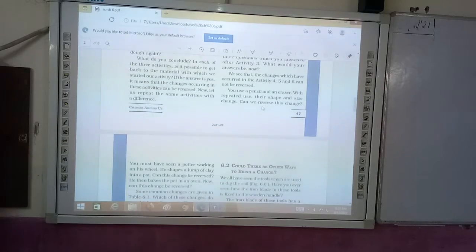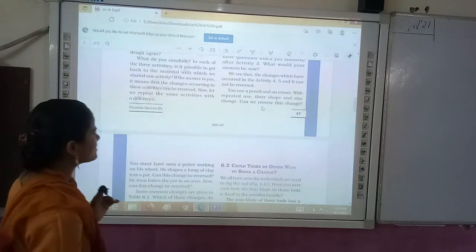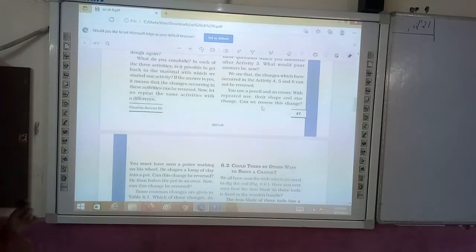Now you use a pencil and eraser. With repeated use their shape and size change. You are using a pencil and also eraser. ठीक है? So if you use daily, so their shape and size change. ठीक है? If the shape or size change, can we reverse this change? Is it possible to reverse it? No, it is not possible. ठीक है?